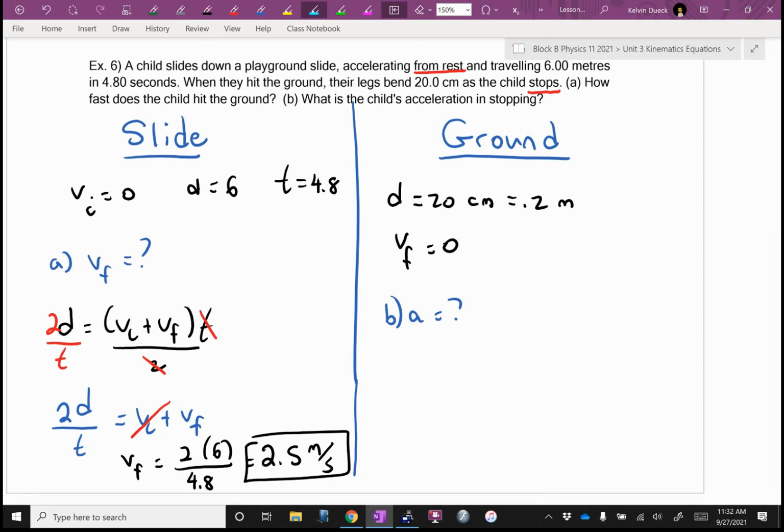Someone work what? There it is, VF. What else? Psst. What? VI? What's VI? Initial is 0? No. I do know VI though. 2.5? How fast was I going at the bottom of the slide? 2.5? How fast was I going when I initially hit the ground? 2.5? My final at the bottom of the slide, boom, becomes my initial over here. That's why this is a tough question.